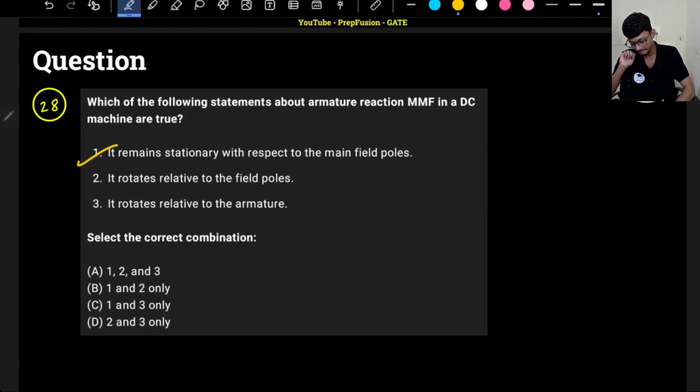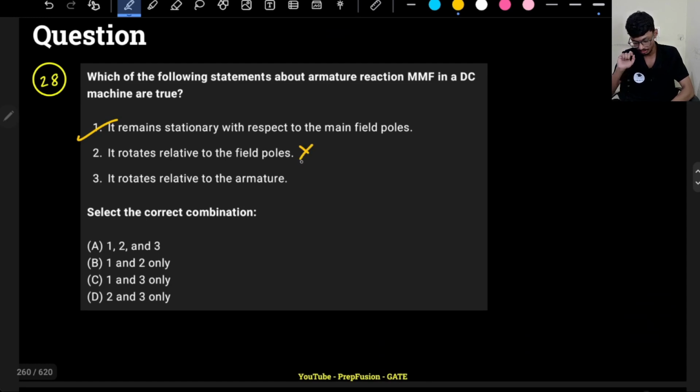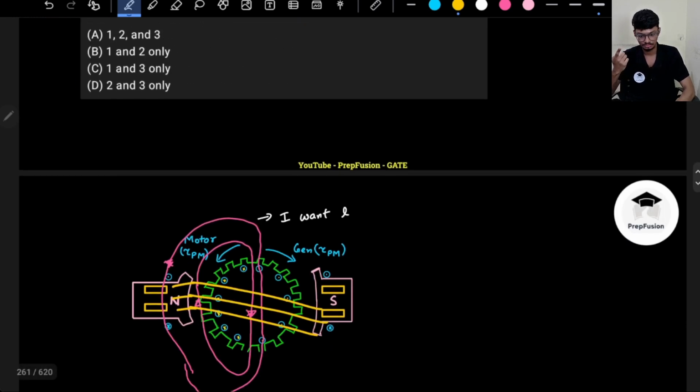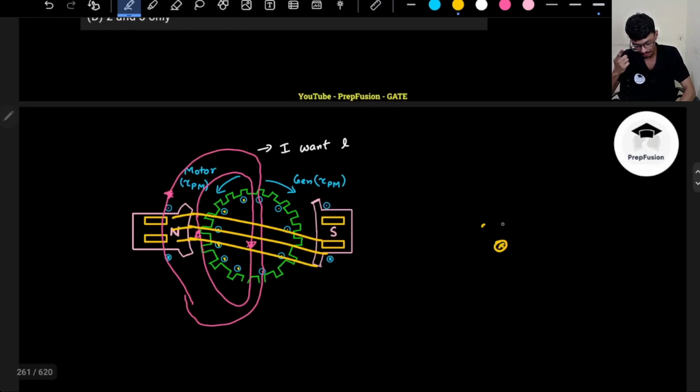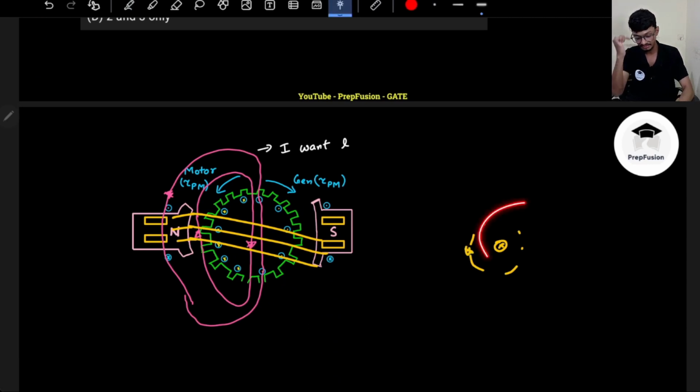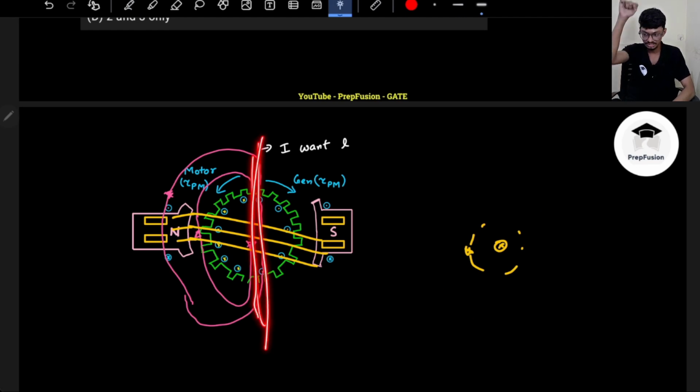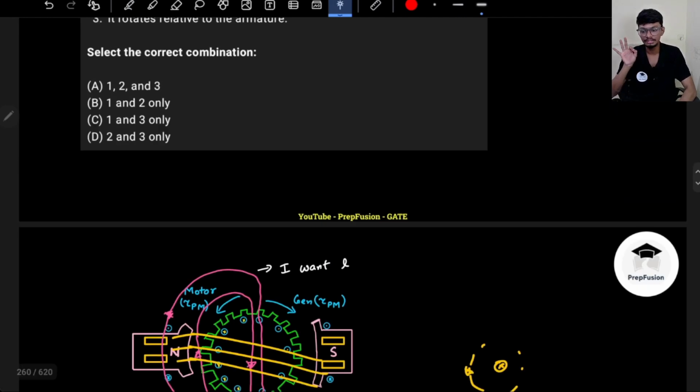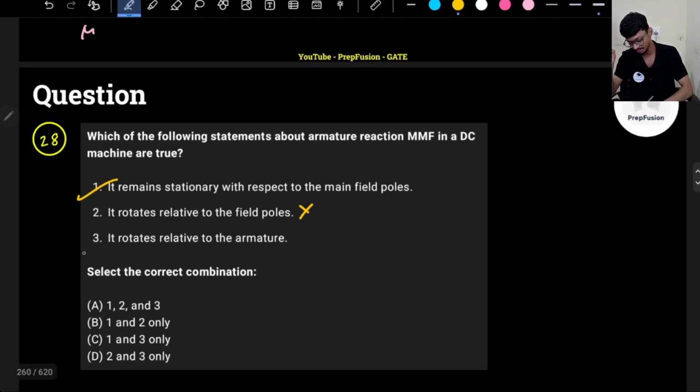Does it rotate relative to the field poles? No. It rotates relative to the armature? Yes. If I have a conductor here, the flux will rotate relative to the armature conductors, as the armature itself is rotating. But overall, the armature flux is in the q axis only. It is stationary with respect to the main field poles. So options 1 and 3 will be correct here. So option C will be the correct answer. This is kind of a trick question.